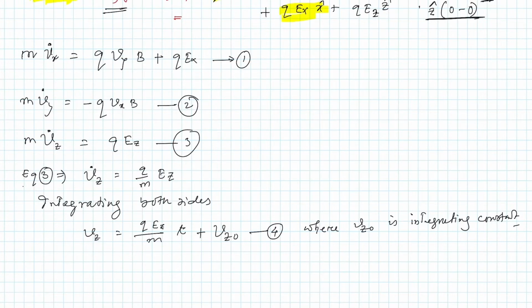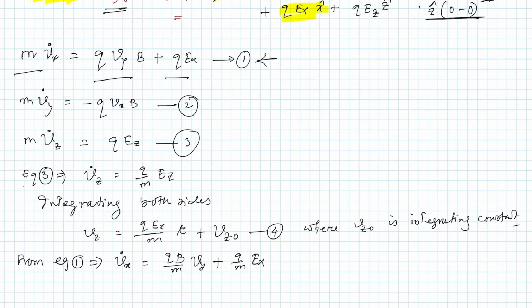So now let us take equation number 1 first again. From equation number 1 we will get Vx dot is equal to qB by m Vy plus q by m Ex. We have simplified this equation by dividing both sides by m, and we have got this.